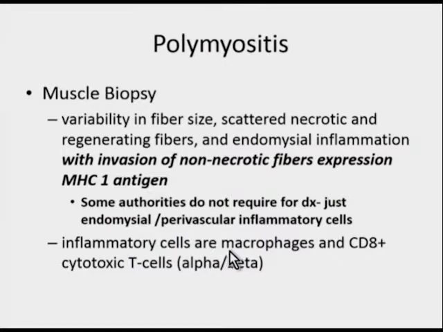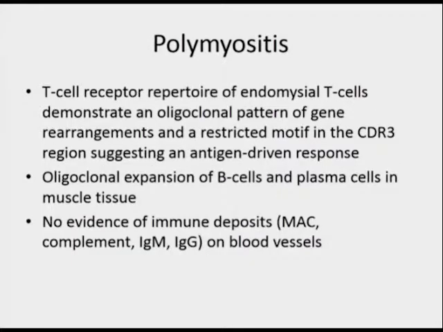The inflammatory cells include macrophages and CD8 positive cytotoxic T cells. This is in contrast to dermatomyositis, in which the infiltrating T cells were CD4 positive. There can be a T cell receptor repertoire which is increased in the endomysial compartment, and they can demonstrate an oligoclonal pattern of gene rearrangements and a restricted motif in the CDR3 region, suggesting an antigen-driven response. There's also an oligoclonal expansion of B cells and plasma cells in the muscle tissue. And in contrast to dermatomyositis, there is no evidence of immune deposits.